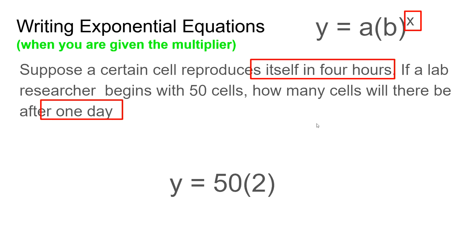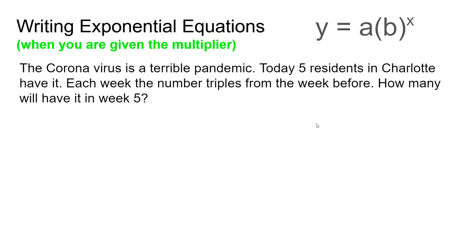So the big question is, how many 4-hour periods, because that's how long it's going to take to double, how many 4-hour periods are there in one day? Well, there are 6 4-hour periods in one 24-hour period. So now all we've got to do is raise 2 to the 6th power, and then multiply that by 50, and we get our answer: 3,200 cells. All right, let's try another one.